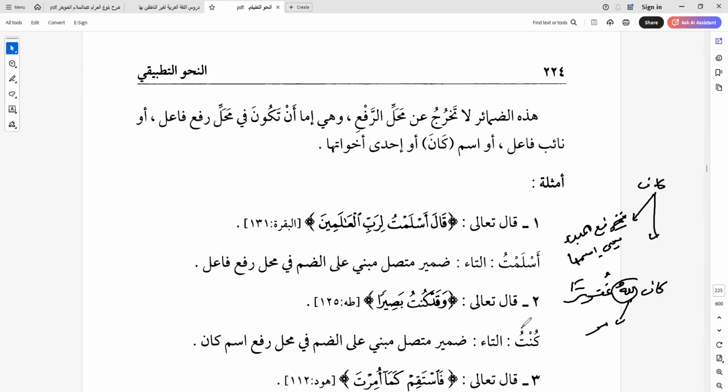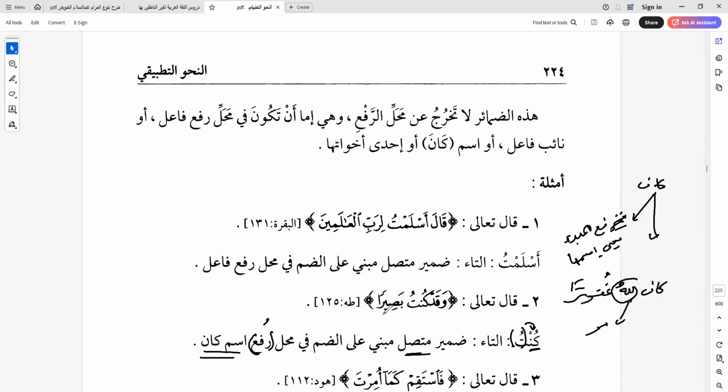So when you say كنت, كن is from كان. So therefore this ta, what is its relation with the kun? So the ta is damir. And what kind of damir? Damir muttasil, conjunctive damir, because it's connecting to the kuntu. Now, mabni ala dam. This ta is always dammah. Fi mahalli, it is in the stead of what? Ar-raf'i. That's ismu kana. Because ismu kana is always marfu bi dam.